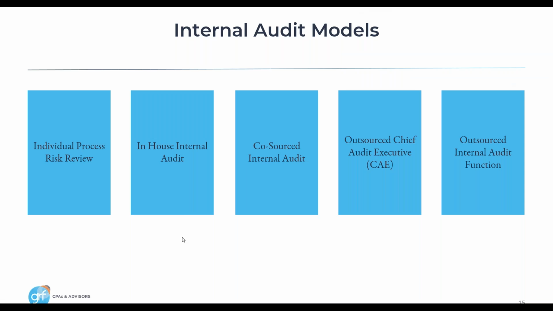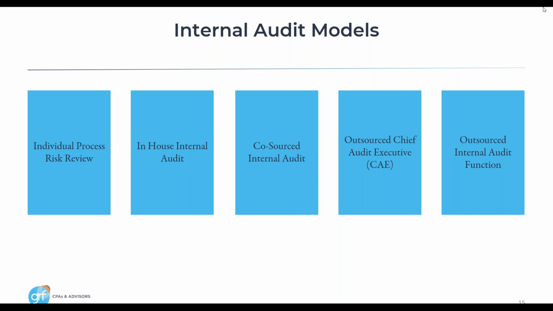So internal audit models. Along with the 5 different maturity levels, there are different ways that you can structure your internal audit function, and that's what I want to talk about on this slide. The first is an individual process risk review. Think of this more as ad hoc audits or reviews taking place. It's not necessarily setting up a whole department or function, but more specialized reviews that focus solely on one process or audit area.